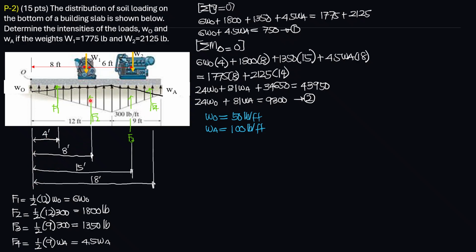Then F2, this is 2/3 of 12, which is 8 feet. F3, this is 1/3 of 9, 3 feet plus 12 feet. So that's why it is 15 feet. F3 is 15 feet from the origin or from the left. Then F4, this is 2/3 of 9. 2/3 of 9 is 6. Then 6 plus 12, 18 feet. So that's the complete way of labeling the equivalent forces and the free body diagram.